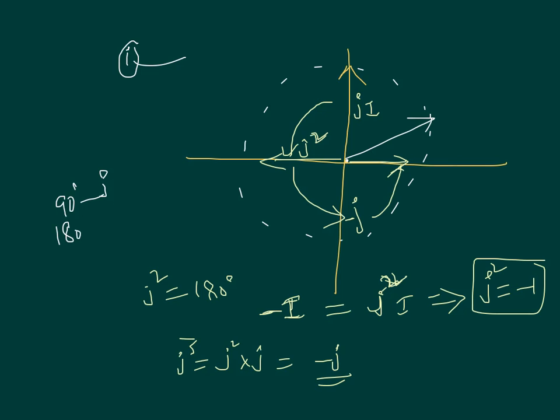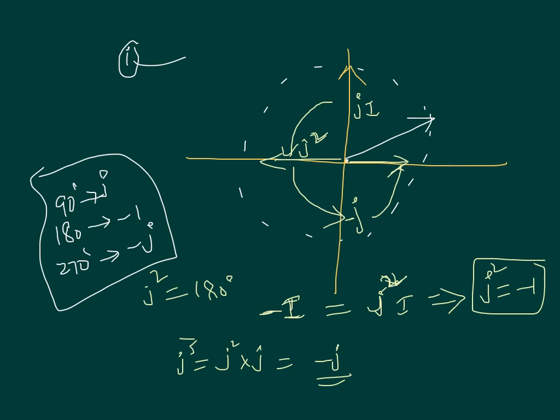For 180 degrees, it is minus 1 or j square. For 270 degrees, it is minus j. This is the j notation, the j operator. j square equals minus 1, so that implies j equals square root of minus 1. This is a simple assumption, just a simple notation to simplify the complex numbers.